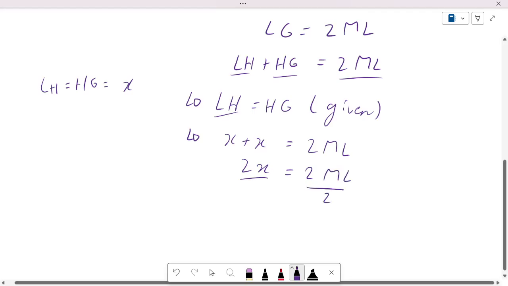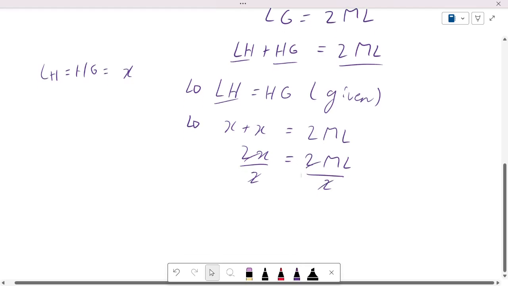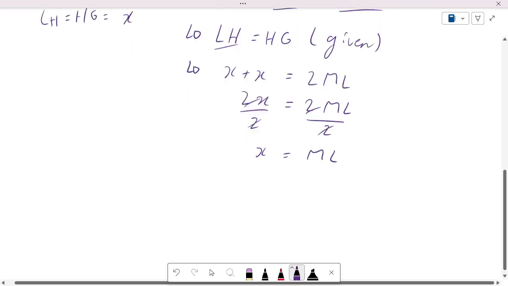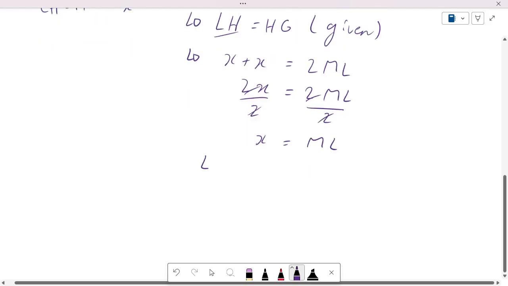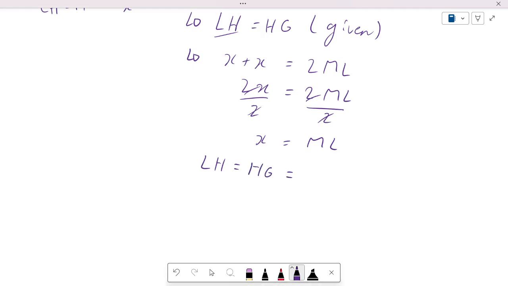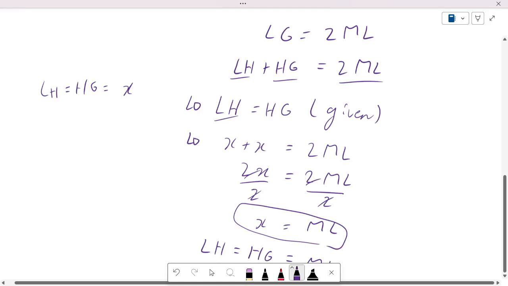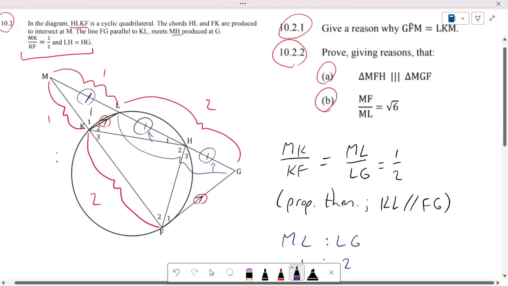And we divide both sides by 2. And then these cancel out on both of them. And therefore, we're going to have x is equal to ML. But remember that we actually know that LH is equal to HG, which is equal to x. And now that we've proven that x is equal to ML, we can say that it's equal to ML. And that is what we have over here in our diagram. That's what I was trying to prove over here.